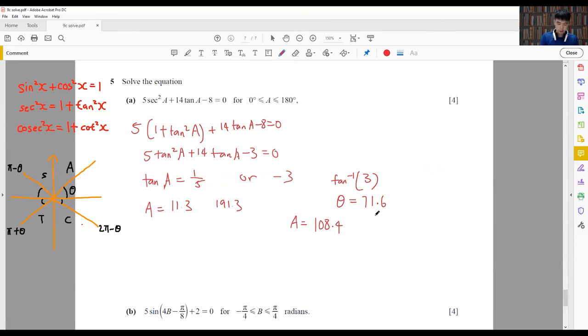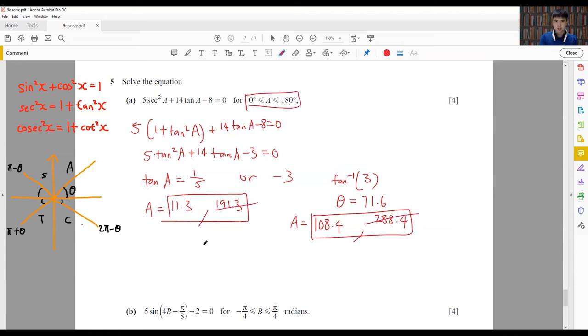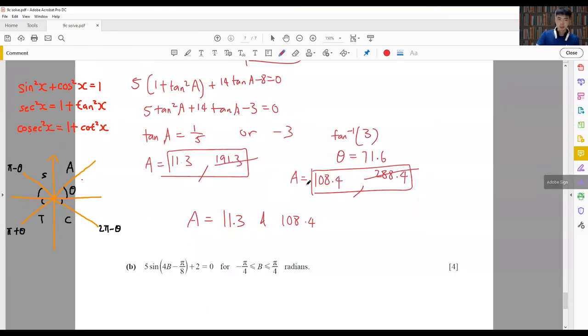So you will have gotten 288.4. And these will be your 4 answers for the values of A in this question here. But since we have a range of only from 0 to 180, these two answers have to cancel off. And therefore, finally, A is only equal to 11.3 and 108.4 degrees. And these two will be your answers for this part.